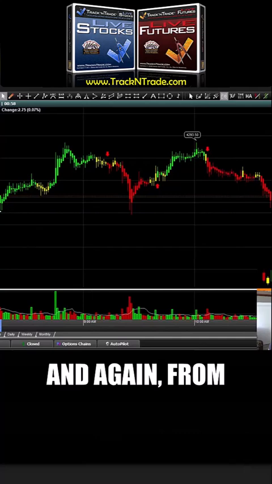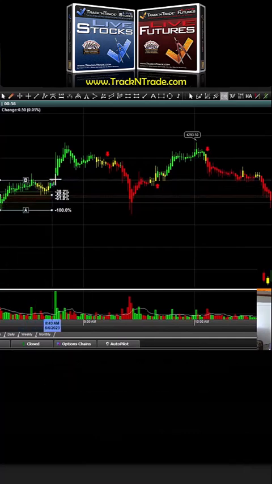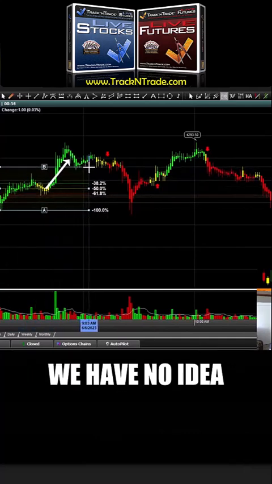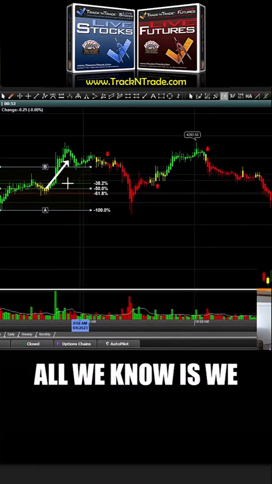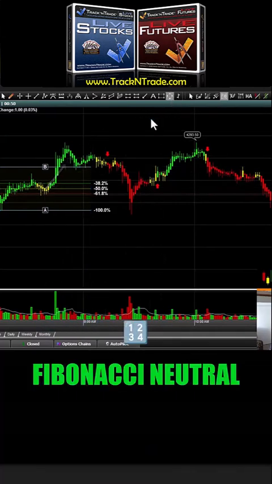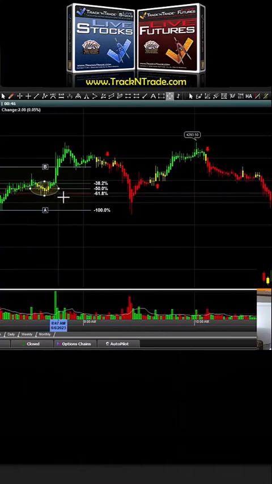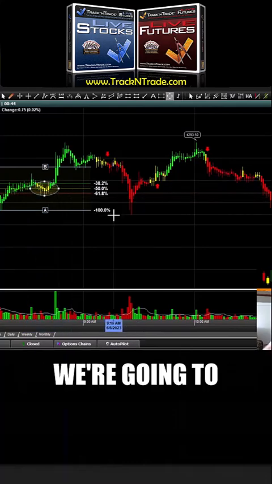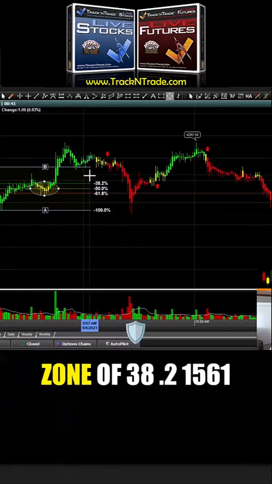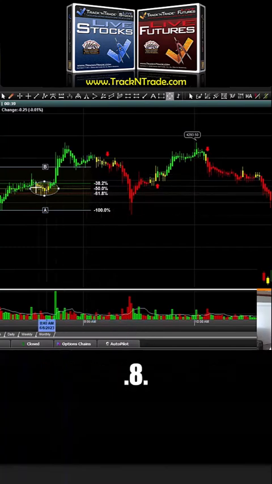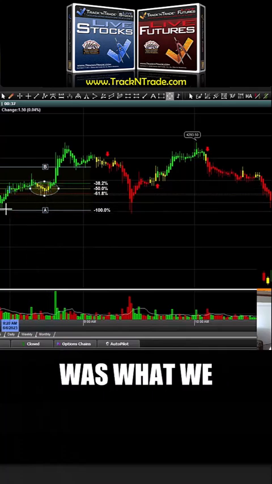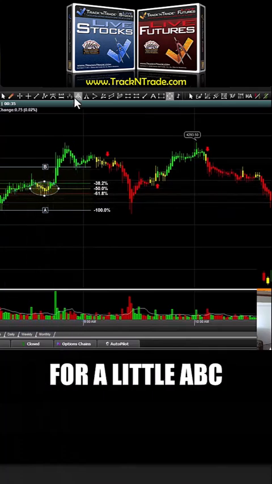We're going to come in, and again, from this low right here, we're going to draw our Fibonacci ruler up. We have no idea where it's going to go. All we know is we have a neutral zone. We're going to line up with the Fibonacci neutral zone on the ruler. So we have the mathematically calculated bulls and bears neutral zone. We're going to line that up with the Fibonacci neutral zone of 38.2, 50, and 61.8. This one turned green, which was what we would anticipate for a little A, B, C pattern.